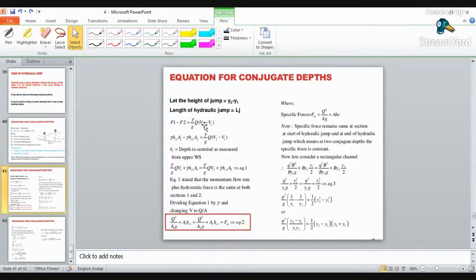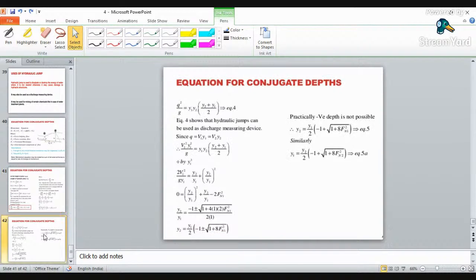So we have equated these, and when you solve this equation by substituting the other terms, you will get an equation in terms of y1 and y2. Here you can see that y2 is equal to y1 by 2 in bracket minus 1 plus square root of 1 plus 8 Fr1 square. This is your equation to calculate the hydraulic jump depth, or the sequent depth. Here the Froude number is nothing but V divided by square root of g y.